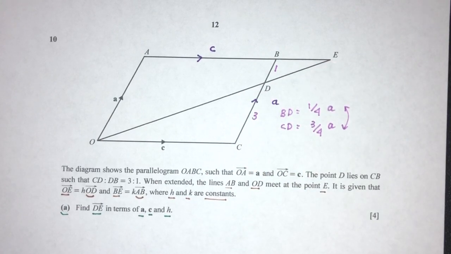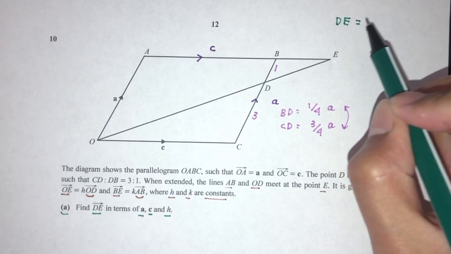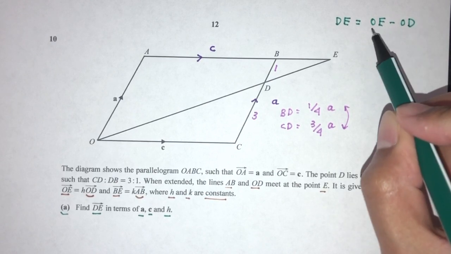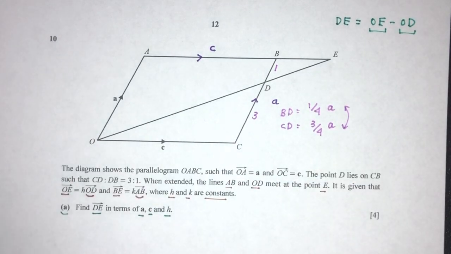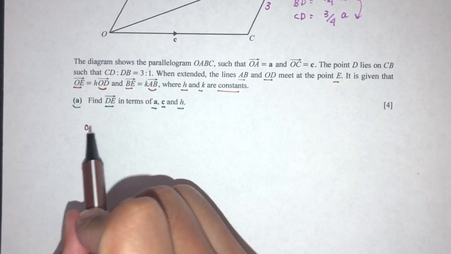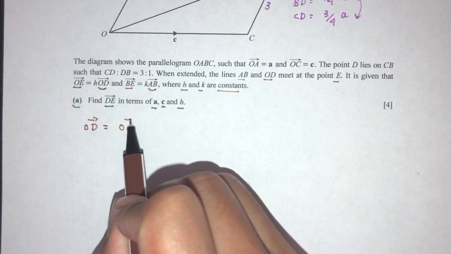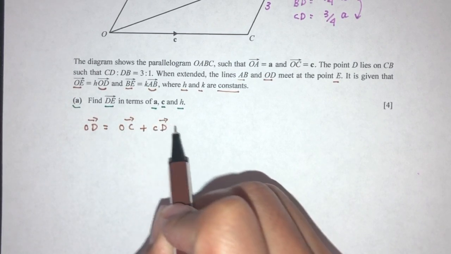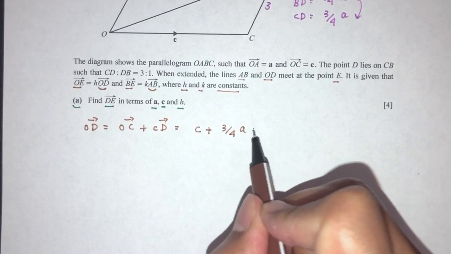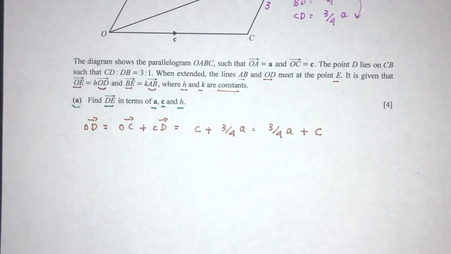Now we can observe, how can you find DE? By observation, we can find DE by first finding OE, the whole thing, minus OD. Right? So let's find these two. Let me write this down. What is the value of OD? O going to D will be O going to C plus C going to D. That will be OC is C plus CD is 3/4 A, which is 3/4 A plus C. Fair enough. Then replace back in the main equation.